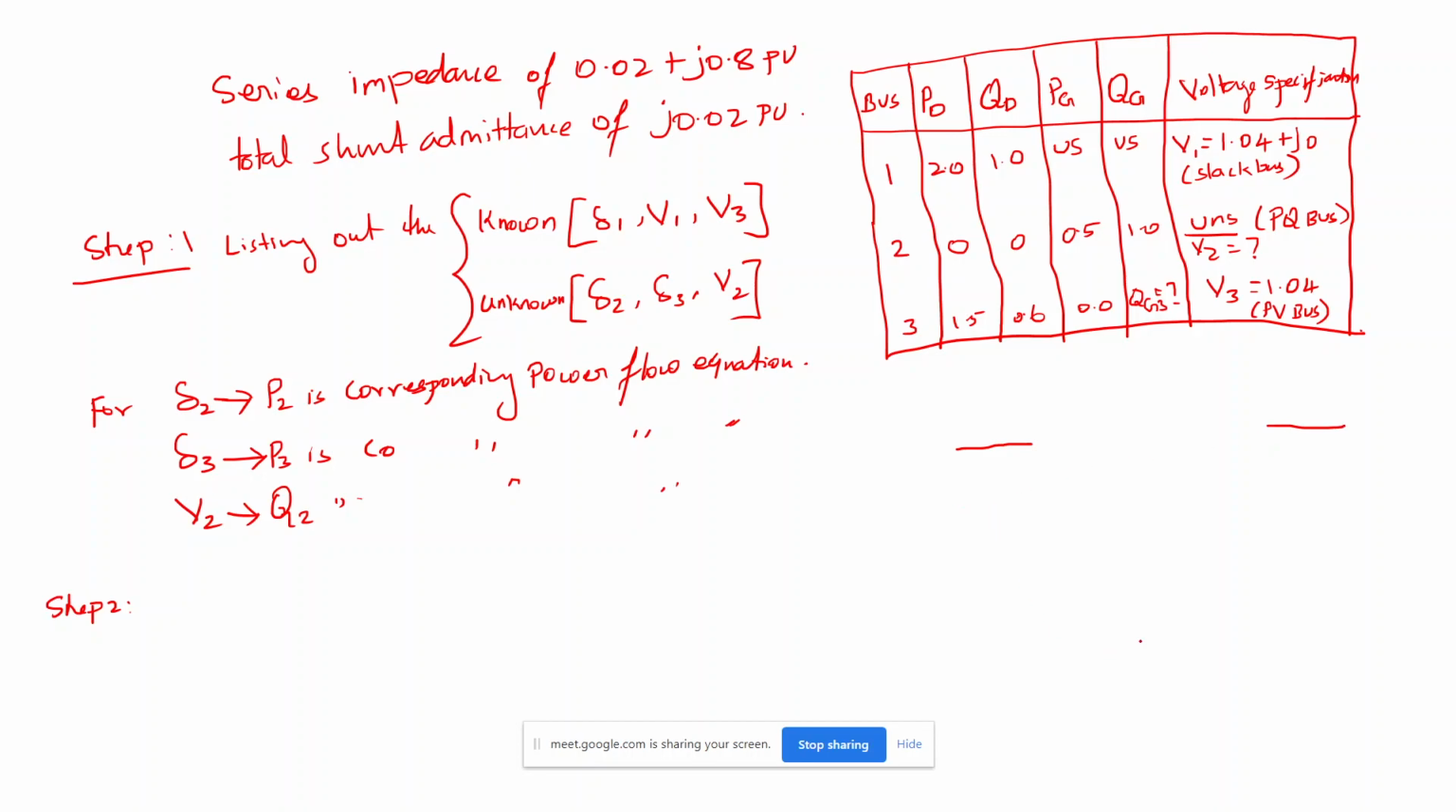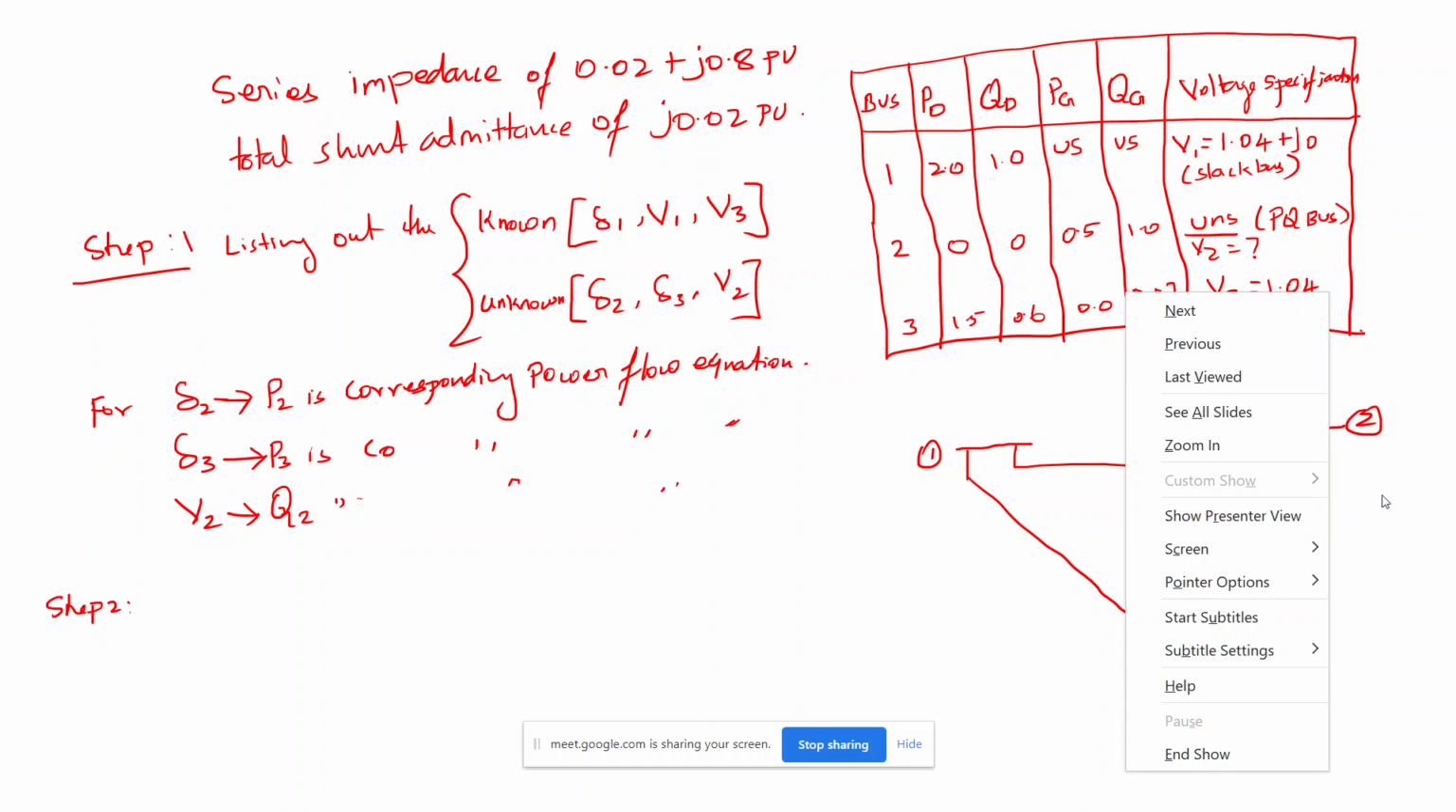This is from the question only. So we have 3 buses like this, and I'll call this bus 1, this is bus 2, and this is bus 3, right? There is a line from bus 1 to 2, a line from 1 to 3, and a line from 2 to 3, so there are 3 lines, right?